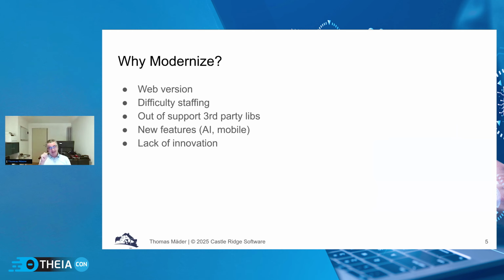So why modernize? One of the reasons you might want to have a web version, and secondly you might find it difficult these days to find staff that is familiar with Eclipse RCP. It's been around for a long time, right? And one thing we came across with clients is that third-party libraries for Java are simply running out of support, and there are no modern versions for Java anymore. Also, new features like AI, like you've seen, or a mobile version of the service might be something you need. And generally, RCP has been around since 2004, and while it's still being maintained, there's a lack of innovation around the platform.